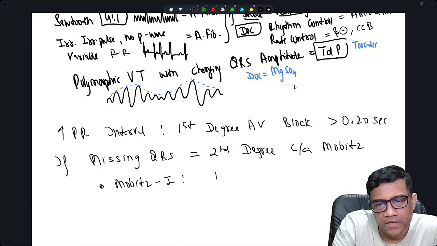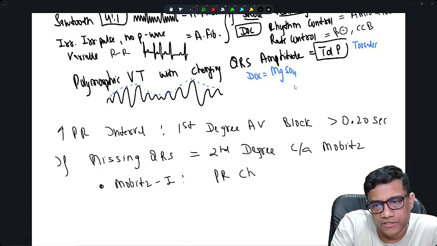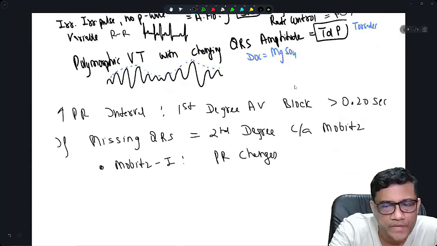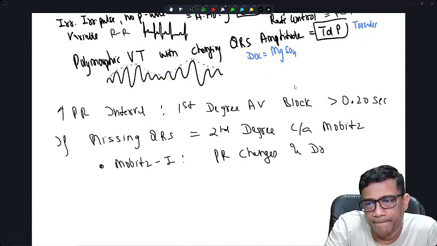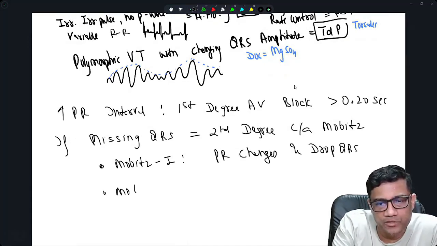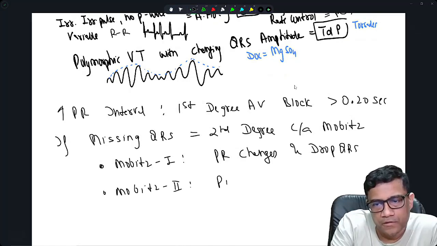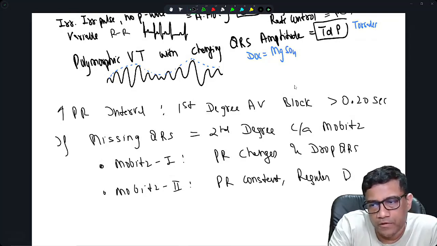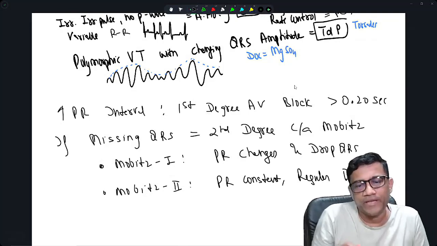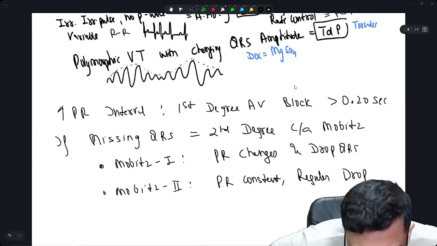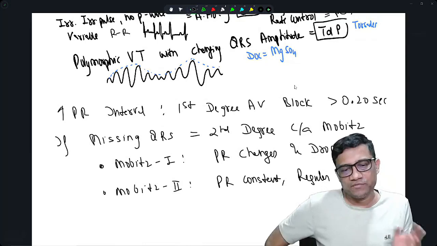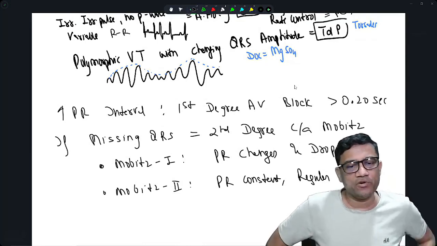In Mobitz 1, the PR changes and then a beat drops. In Mobitz 2, PR is constant and there is a regular drop. So if the PR is constant, then it is Mobitz 2. If it keeps changing and then drops, it's Mobitz 1.